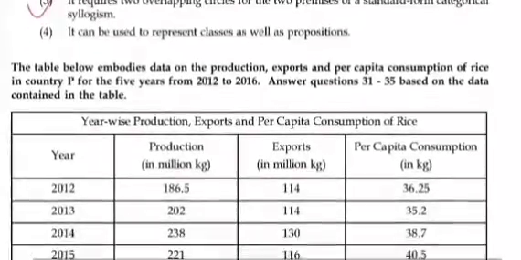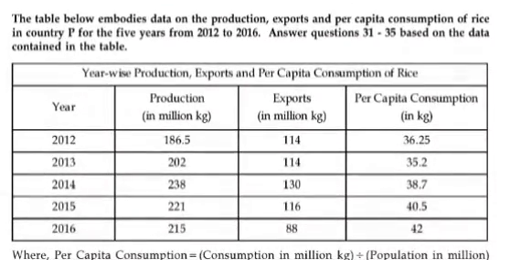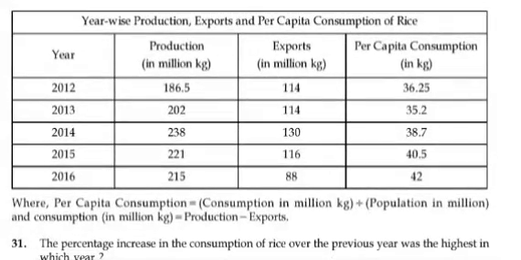Now, the table below embodies data on the production, exports, and per capita consumption of rice in country P for the 5 years from 2012 to 2016. Now, answer questions 31 to 35 based on data contained in the table. So, this is a question of data interpretation. This is the chart, please look at it carefully. Year-wise production, exports, and per capita consumption of rice. Years are: 2012, 2013, 2014, 2015, 2016.